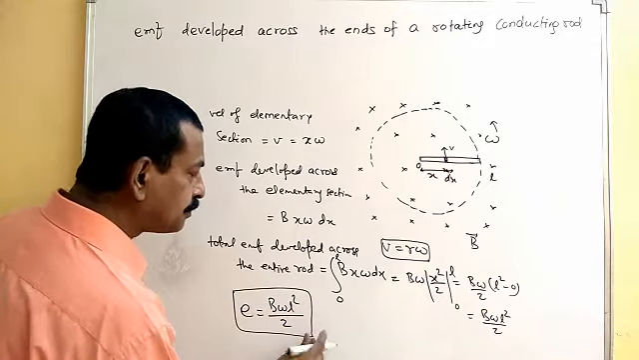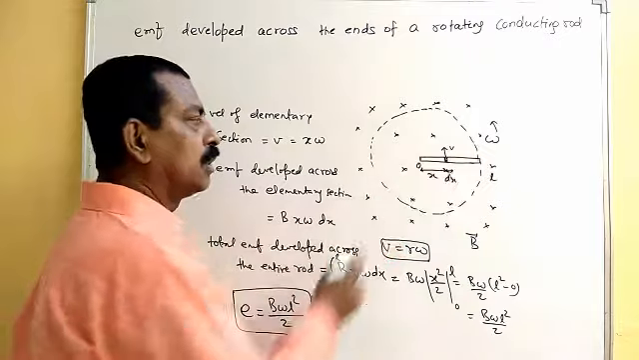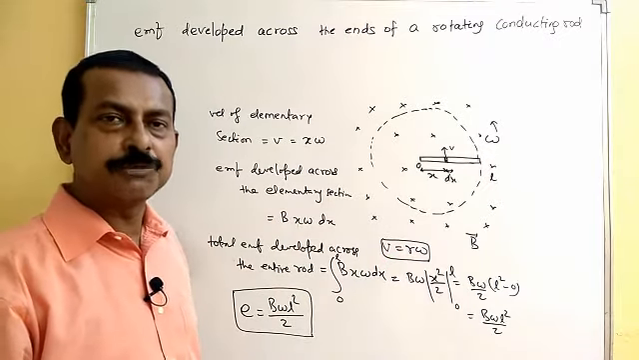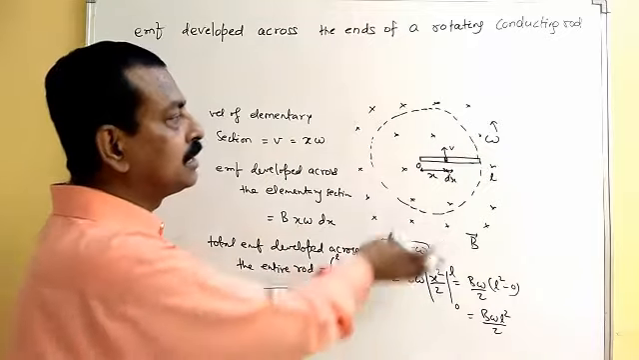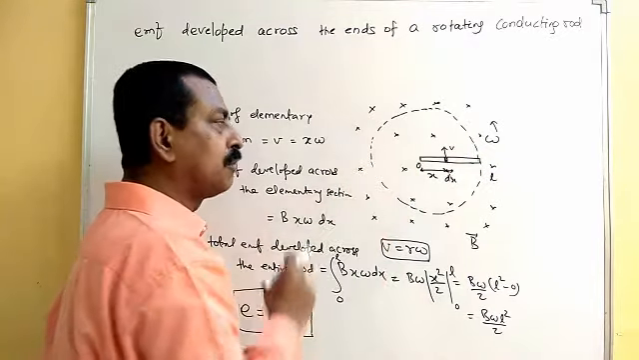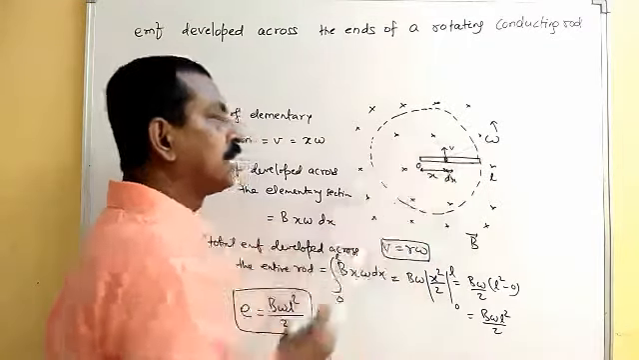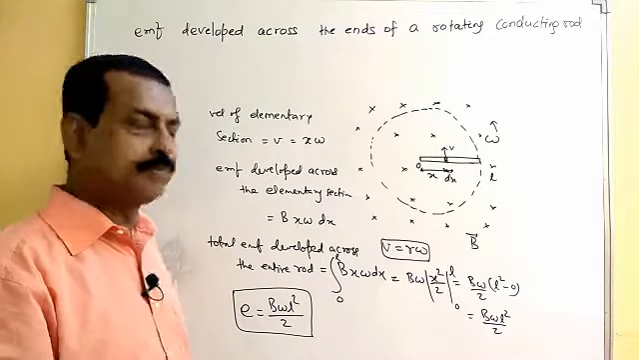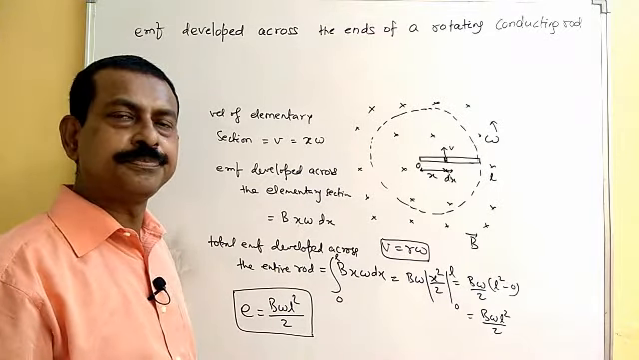This is the expression for the EMF developed, or the potential difference developed, across the ends of this rod, which is being rotated in the region of magnetic field B, when one end of it is fixed and it is rotated with constant angular speed omega.